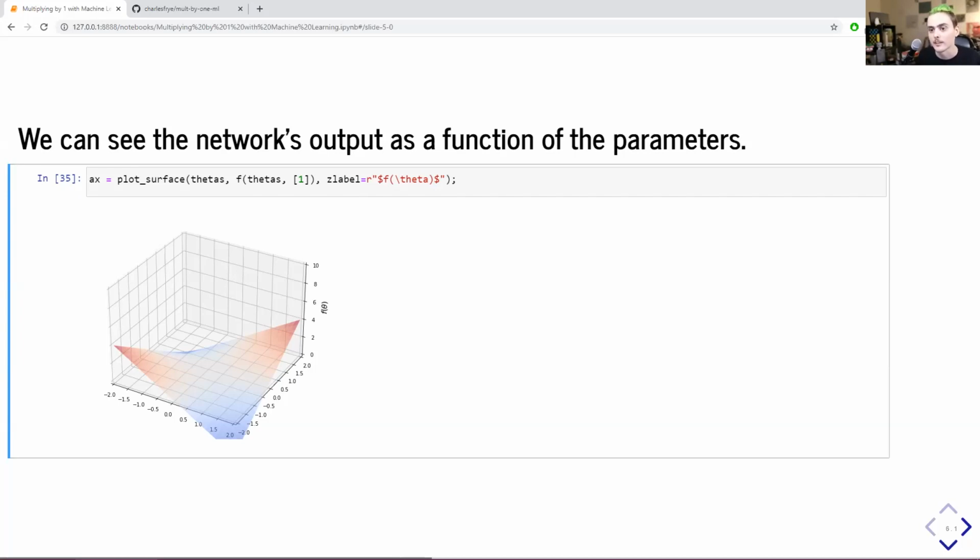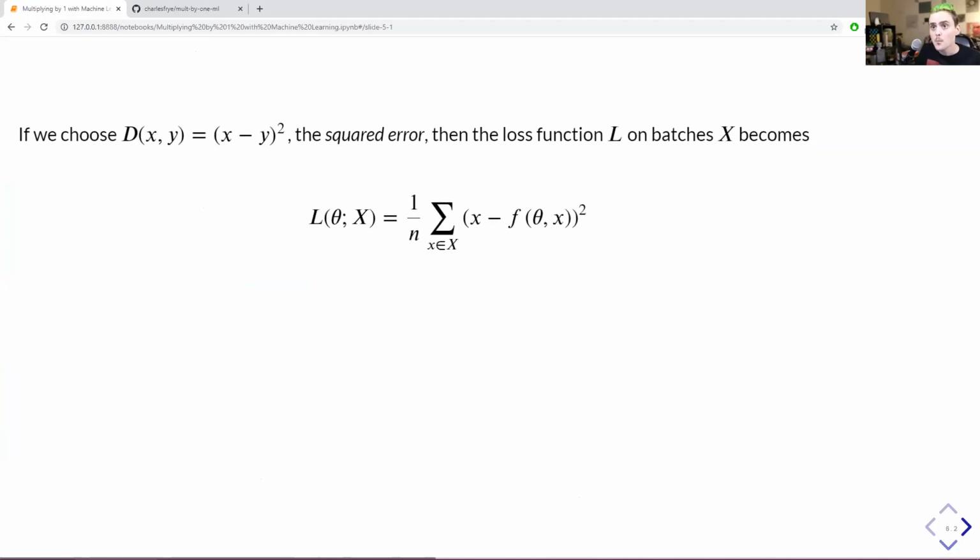It looks like the outputs get big as the parameters have the same sign. So as we go to 2, 2 in the upper right quadrant, the output gets big. And similarly, the output gets big if both parameters are negative and large. That's the bottom left corner, which is also red.